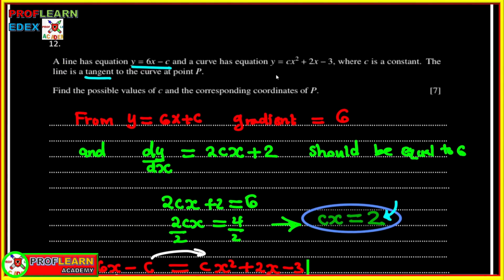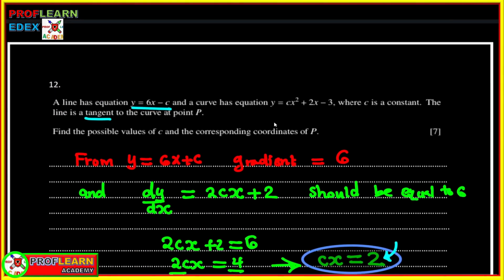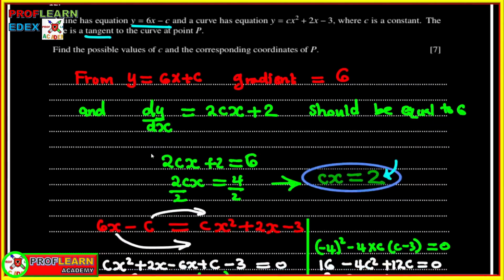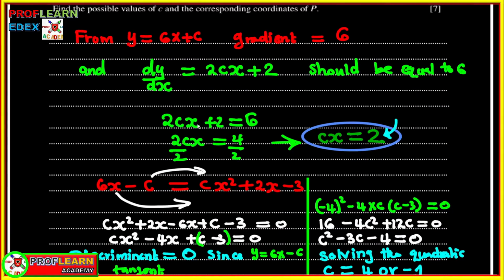If you differentiate this function here, we are going to get 2cx plus 2 should be equal to the gradient of the line, which is actually 6. So if we equate the gradient of the gradient function and the gradient of the curve, which is 6, we're going to have this equation. This equation is going to be very important for us when we're working it out.